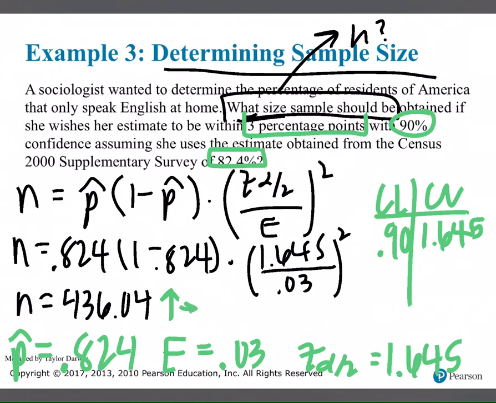So it's actually 437. So basically you need to ask 437 people if you want to have a margin of error of 3%. And so it's just finding how many should I sample if I want this.